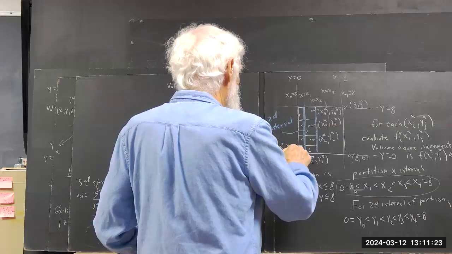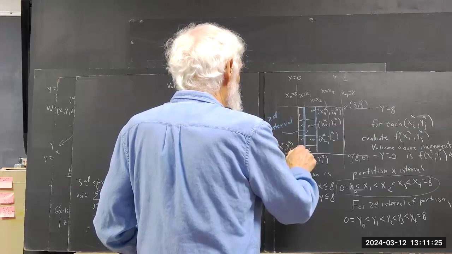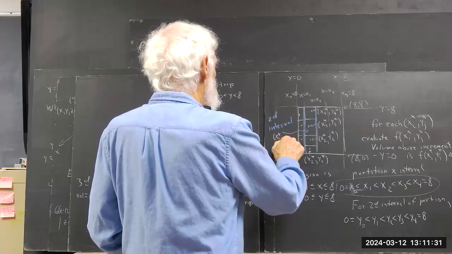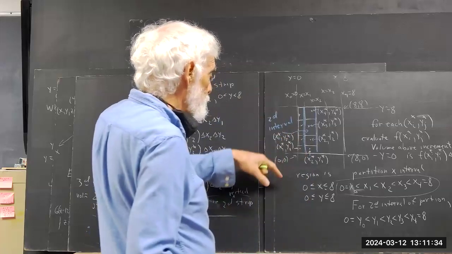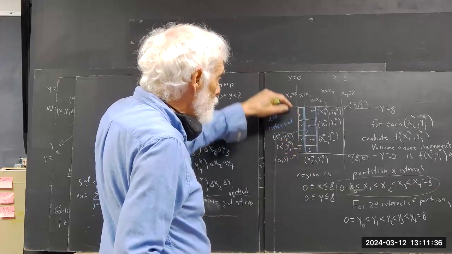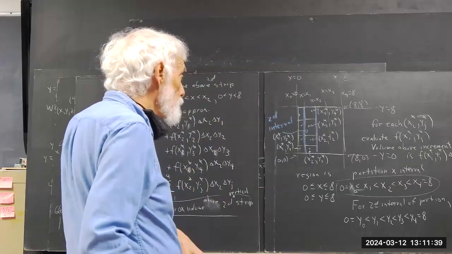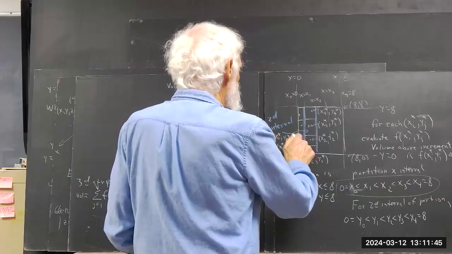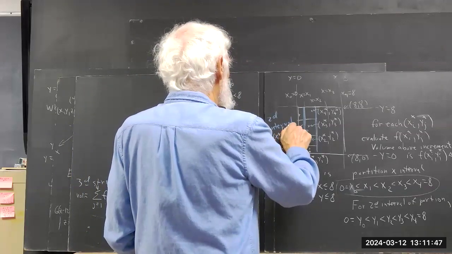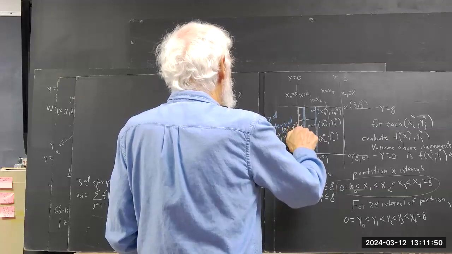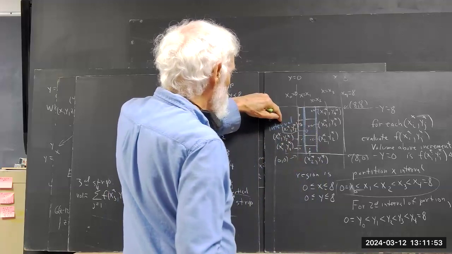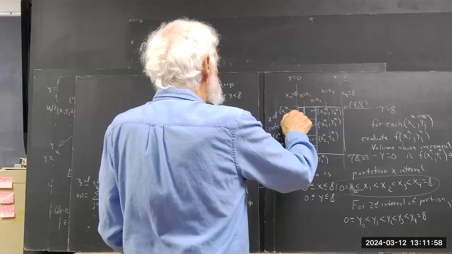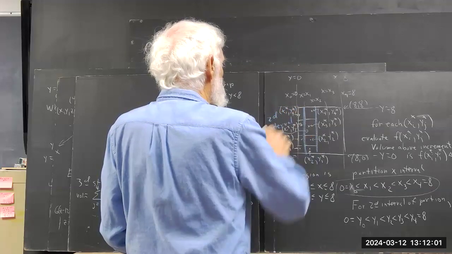And y1 star. At this point, it's going to be x1 star, different y. Got to be x1 because we're between x0 and x1. We're in the first strip. For this one, it'd be x1 star, y3 star, and for this one, it'd be x1 star, y4 star.